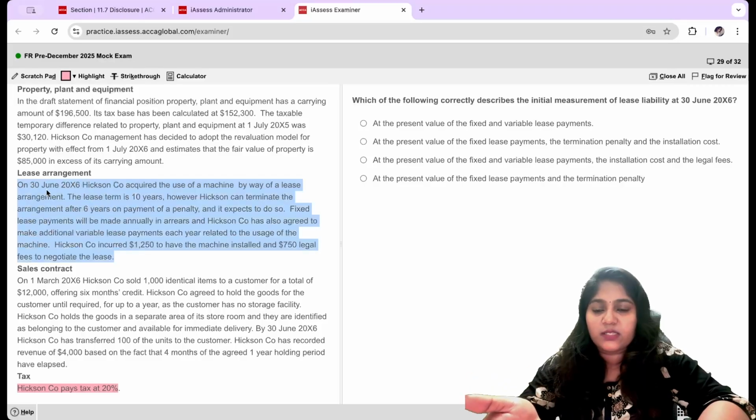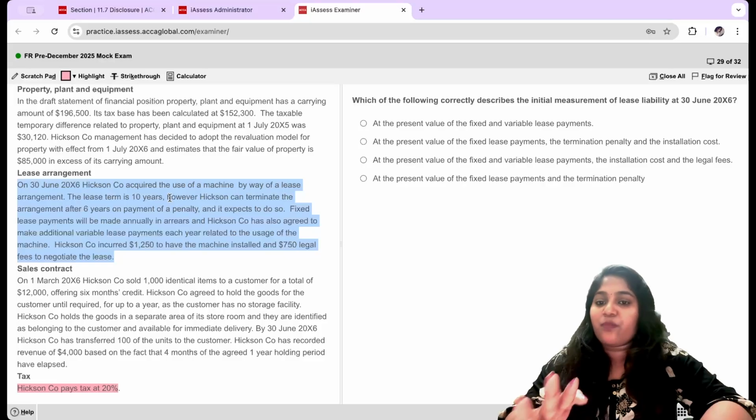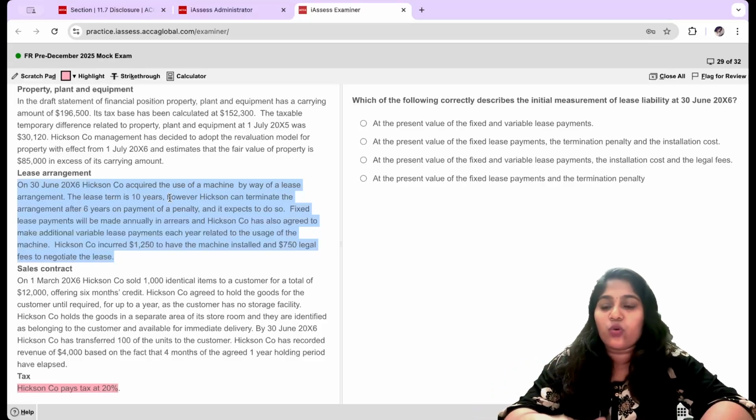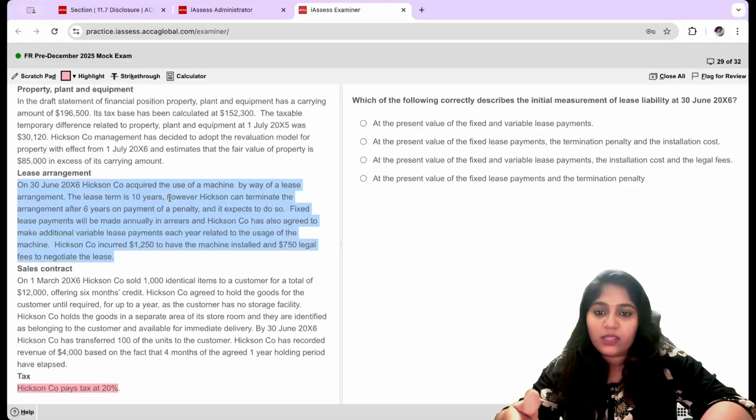On 30th June X6, Hicks and Company acquired the use of a machine by way of a lease agreement. The lease term is 10 years. However, Hicks can terminate the arrangement after 6 years on payment of a penalty. It expects to do so. That means I have to treat this also as my liability, the termination penalty. The fixed lease payments will be made annually in arrears. Hicks and Company also agreed to make additional variable lease payments each year related to the usage of the machine. We have incurred 1250 installation and 750 legal fees.